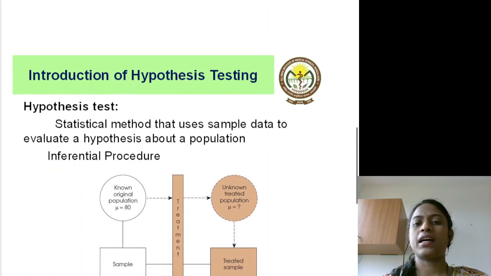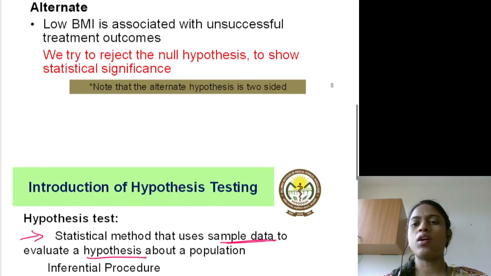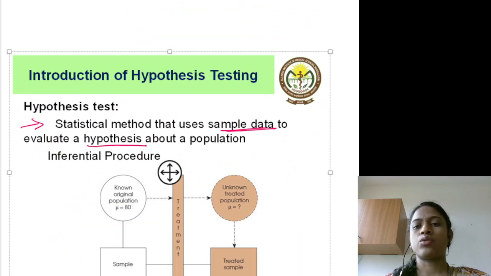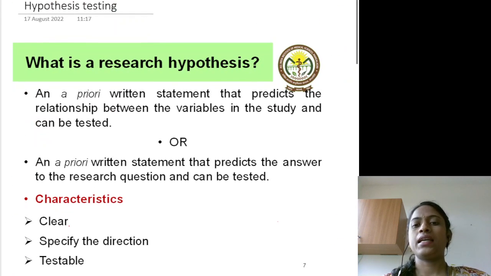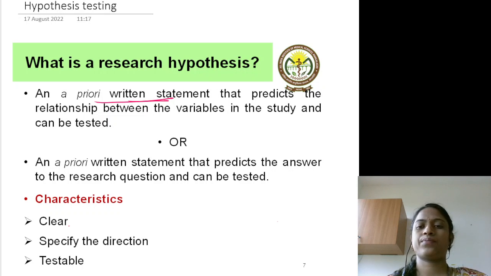Basically, a hypothesis test is a statistical method that uses the sample data to evaluate a hypothesis about a population. So we need to know what a hypothesis is. A research hypothesis is an a priori written statement that predicts the relationship between the variables in the study, which can be tested. It basically tries to answer the research question which we are trying to find.